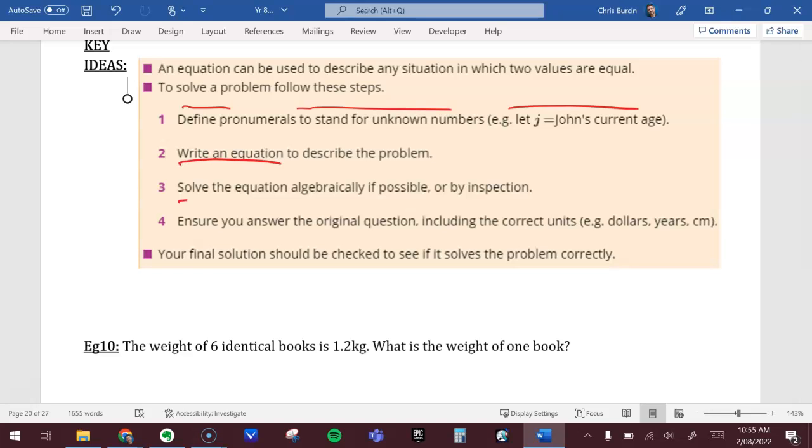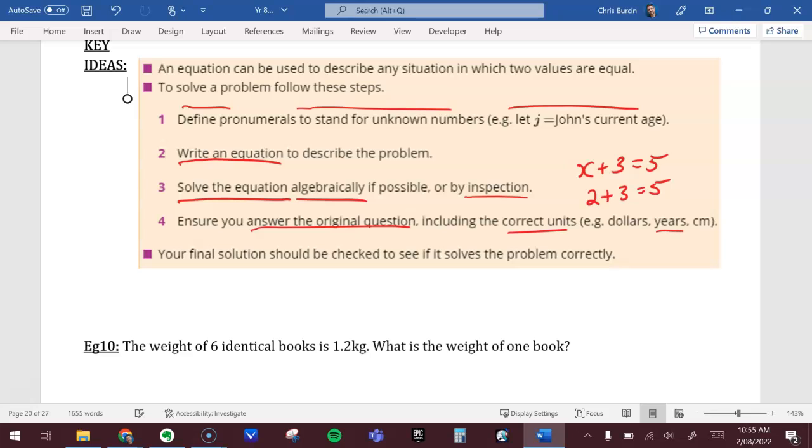Then solve that equation algebraically by using the methods we've been doing in the past sections, or if it's really, really simple, just by inspection. If you can see, for example, that it was x plus 3 equals 5, you probably don't have to go through the whole algebraic process. You can just have a guess and substitute that answer and see if that works out right. That's inspection. And then ensure at the end that your answer to the original question is in the correct units.